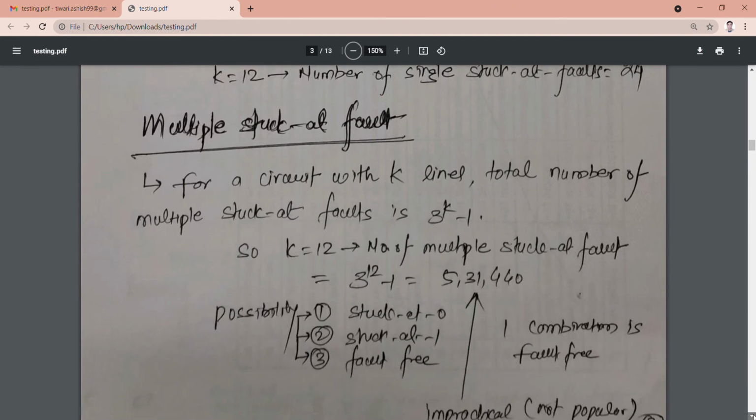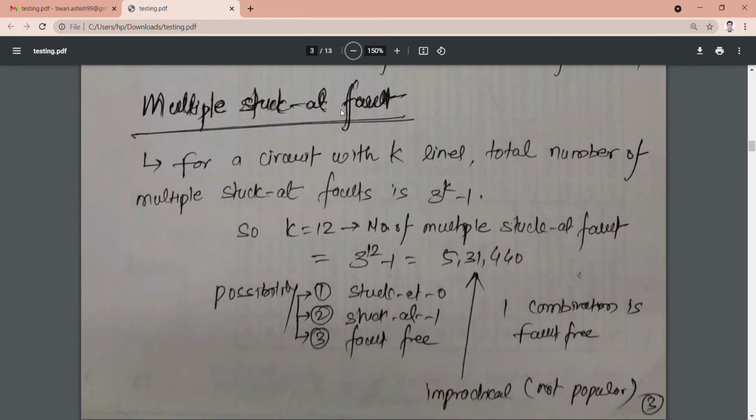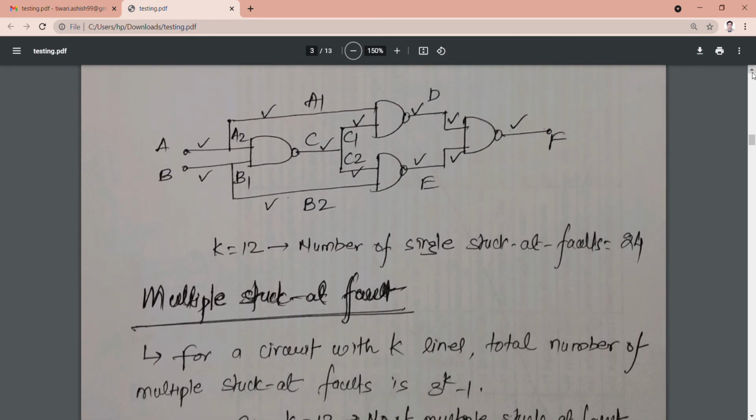Now, if we switch to the multiple stuck at fault, for a circuit with k lines, the total number of multiple stuck at faults is 3 to the power k minus 1. Where does this 3 come from? k is nothing but the number of lines that we have already seen in the above circuit. Here the number of lines is 12. So I'm taking the same example.